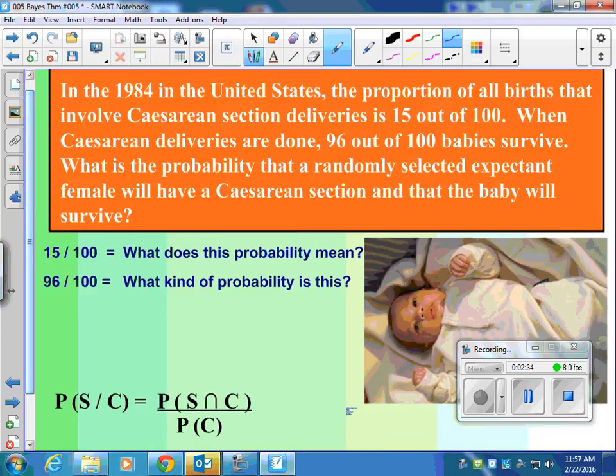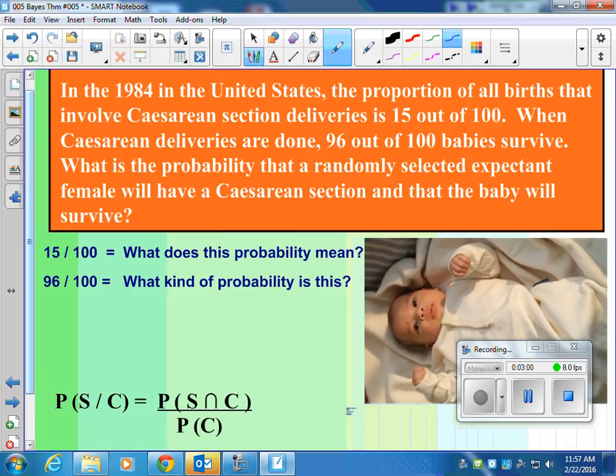In 1984, in the United States, the proportion of all births that were cesarean section deliveries was 15 out of 100. Okay, that's a lot. Anybody want to share how many of you were cesarean births? A few in here? Great. When cesarean deliveries are done, 96 out of 100 babies survive.